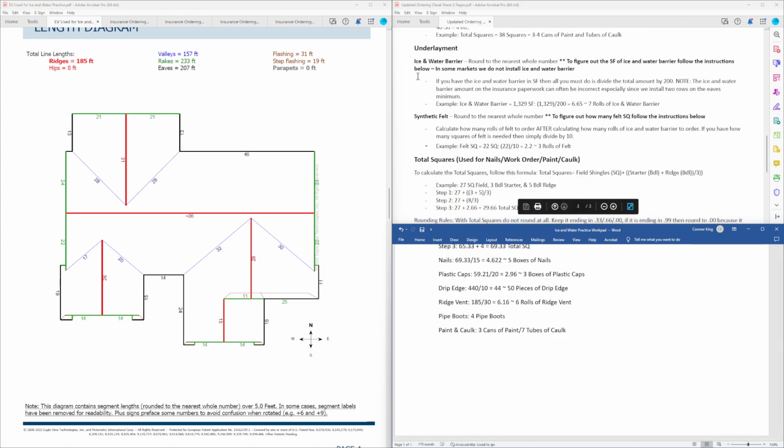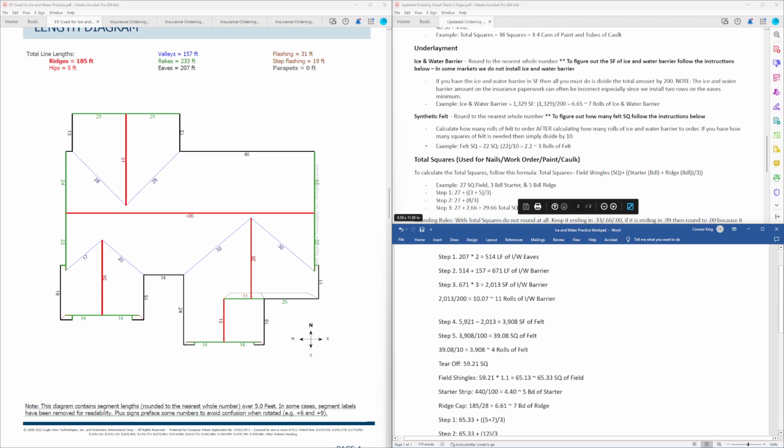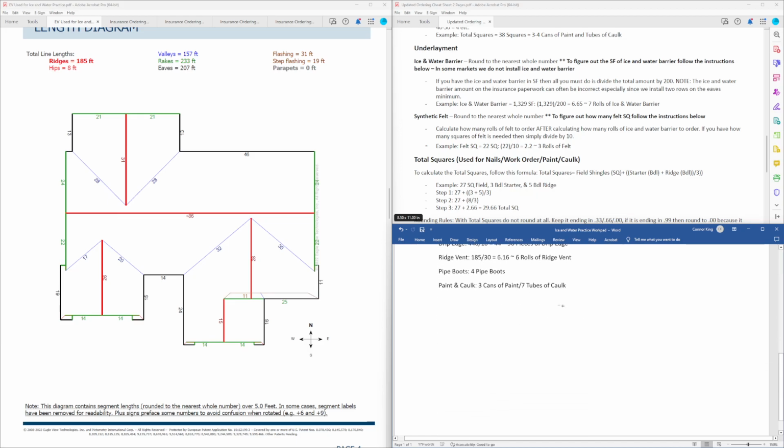So after that, we do ice and water and synthetic felt, which I have already calculated above: the 11 rolls of ice and water barrier and 4 rolls of felt. And so that is going to be the end of ordering material using an Eagleview, getting all the measurements using an Eagleview.